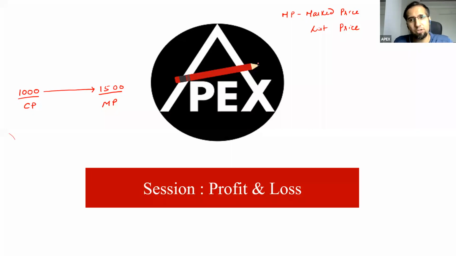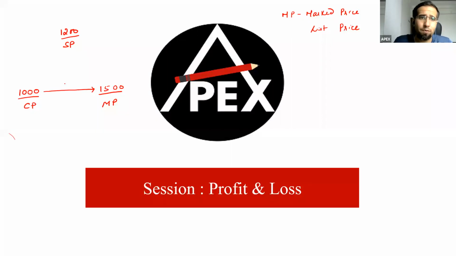Now let's assume that after a certain amount of bargaining or discussion, I finally agree to sell this shirt for 1,200 rupees. Now 1,200 is the price at which I am selling. So therefore 1,200 becomes my selling price.